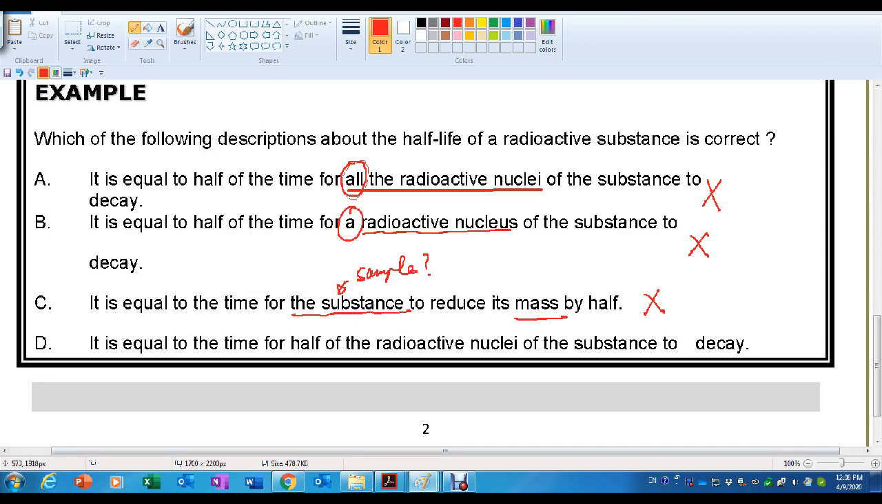It is equal to the time for half of the radionuclide to decay. Okay, so this one must be correct, right? Half of the radioactive nuclide. So it clearly defines it's about radioactive nuclide, not all the nuclide. Half of it becomes decayed. All right, so that's why the answer would be D.